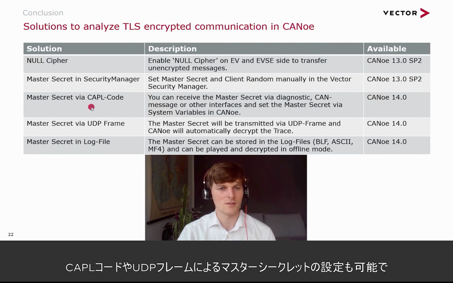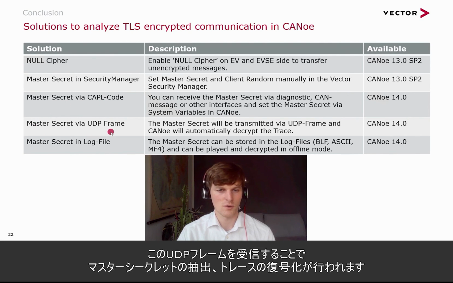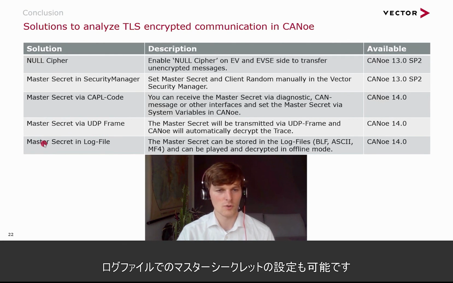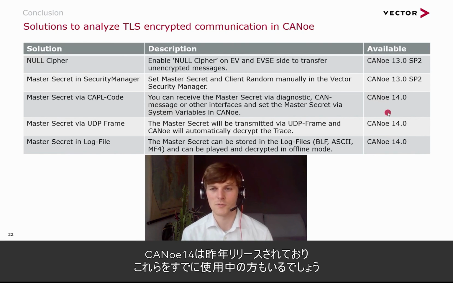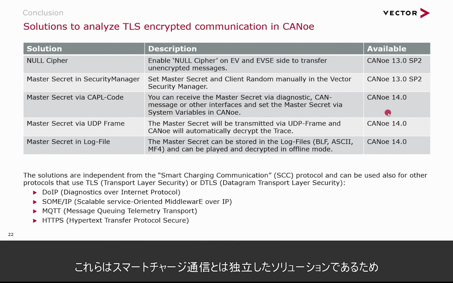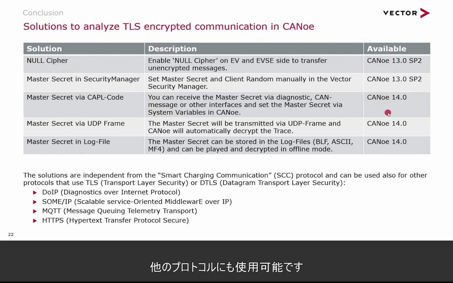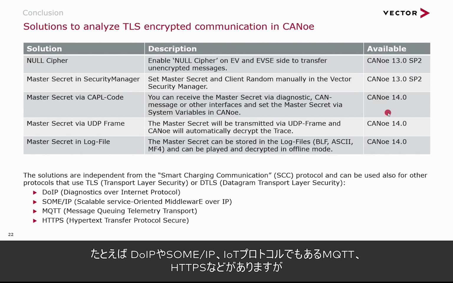Another solution is you can set the master secret via CAPL code or via a UDP frame. So CANoe will listen to this UDP frame, extract the master secret, and decrypt the trace. Or you can set the master secret in a log file. So these solutions are available since CANoe 14. The release of CANoe 14 was last year, so maybe some of you use already some of these solutions. Last but not least, the solutions are independent of the smart charging communication. That means that you can use these solutions also for other protocols like DoIP, SOME/IP, MQTT, which is an IoT protocol, or HTTPS.